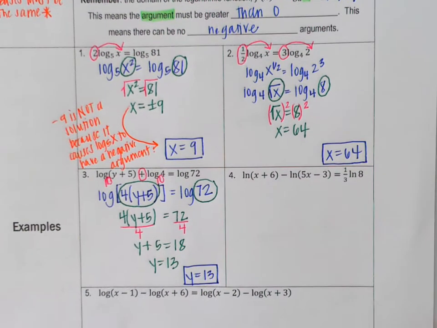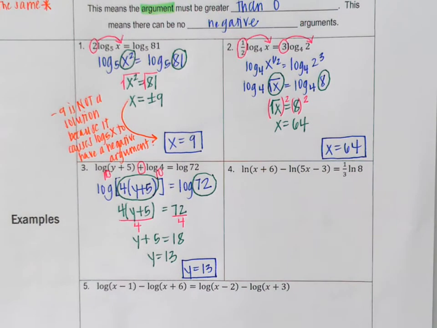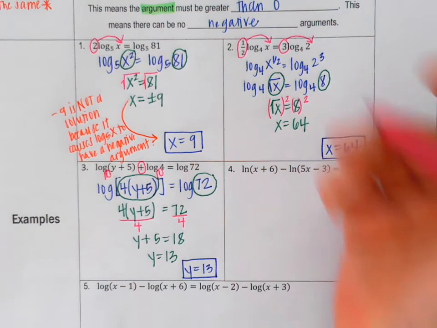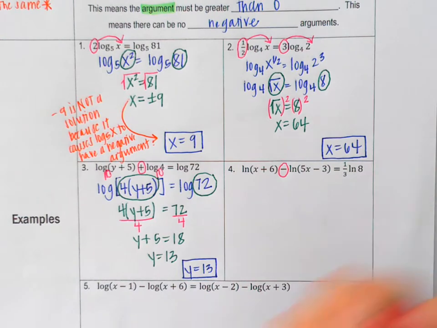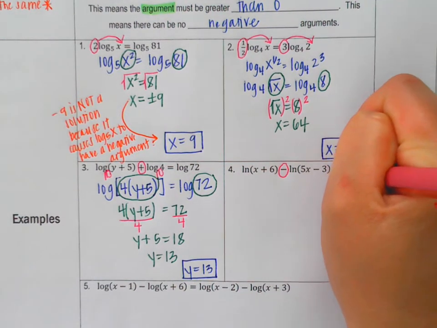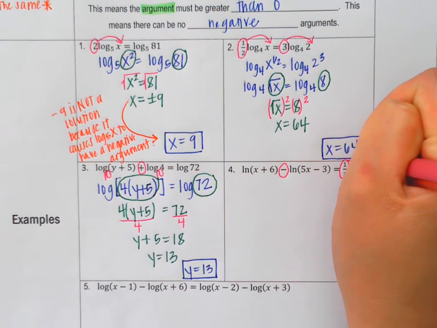Okay, so that is number 3. Let's look at 4. So 4, I want you guys to think what would be the first thing you would do with 4. And if you are thinking combine the left side, you would be correct. If you were thinking apply the power rule on the right side, you would also be correct too. I would do both of those in one step.